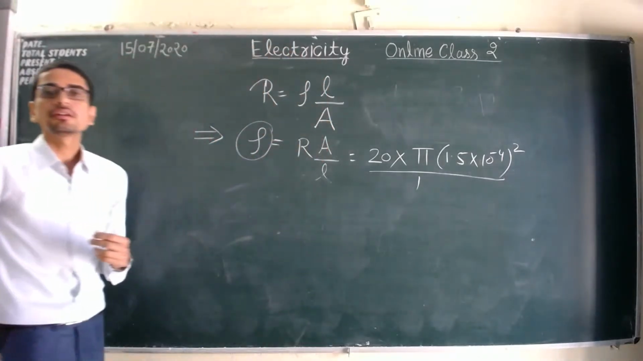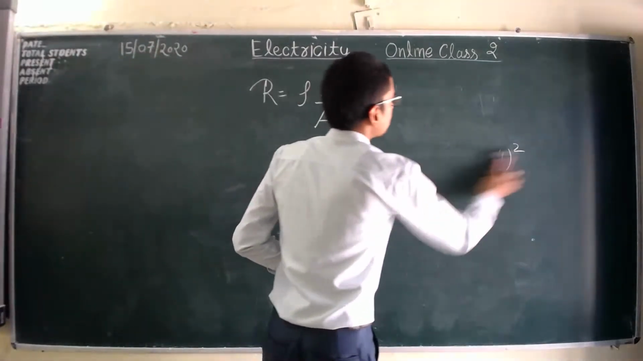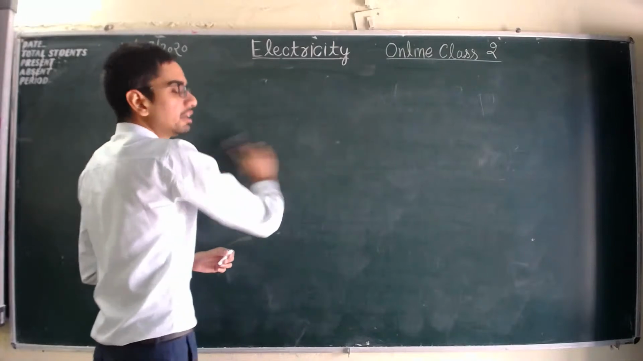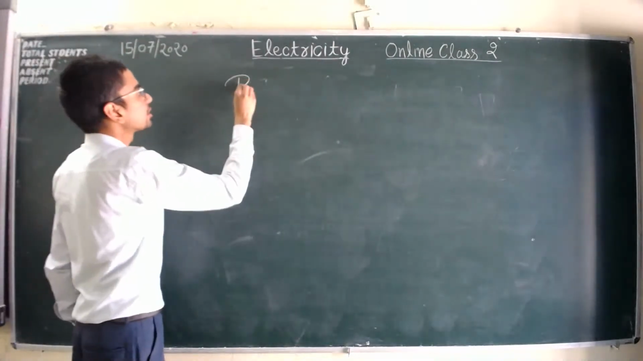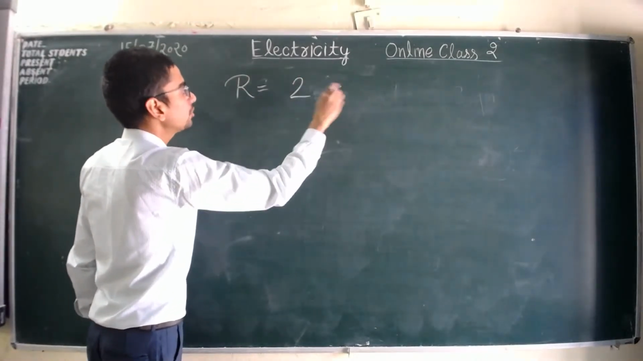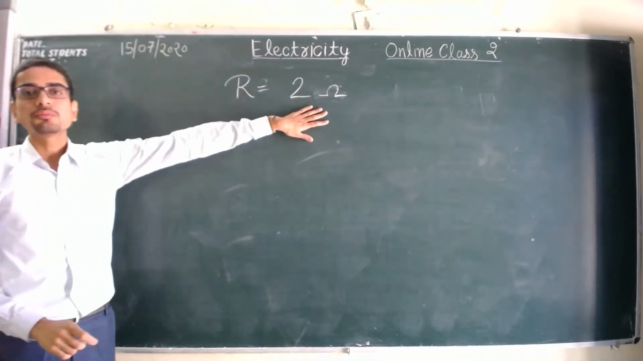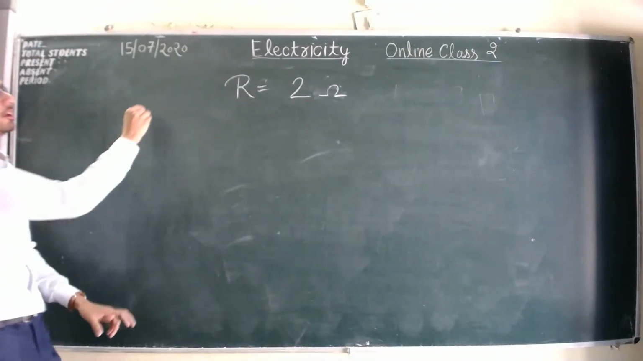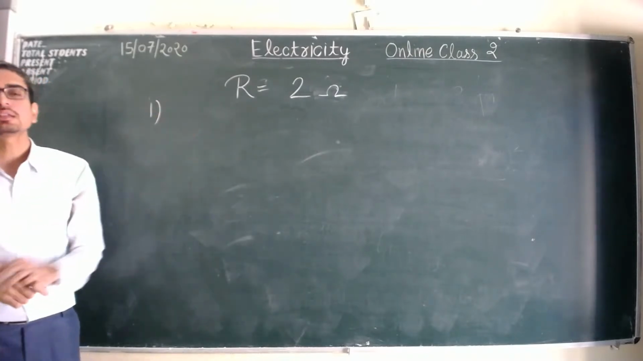So first numerical is solved. The second numerical was a bit different. Resistance was given 2 ohm. The unit of resistance is ohm, not meter. The question was, first part, if length is doubled, what will be the new resistance?